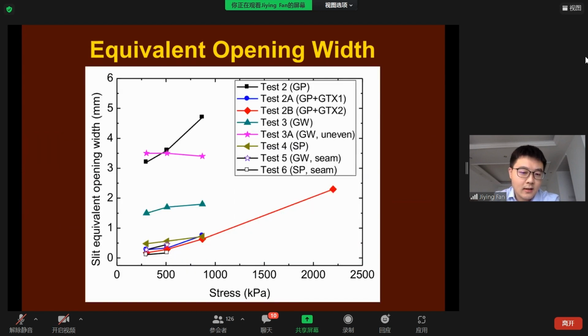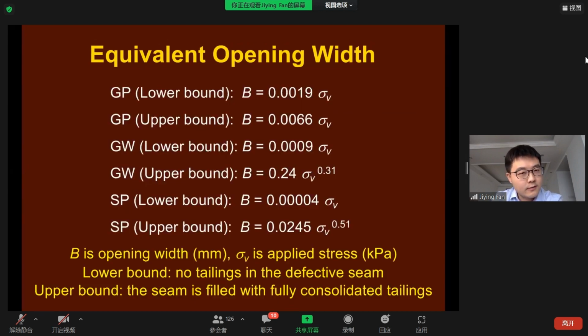Summarizing all the data together, we draw this figure. It shows the variation of slit equivalent opening width with the increasing overlying stress for each test. We also summarize that previous figure and some data not presented here. We get the empirical equation predicting the equivalent opening width for the poorly graded gravel, well-graded gravel, and poorly graded sand subgrades examined here.